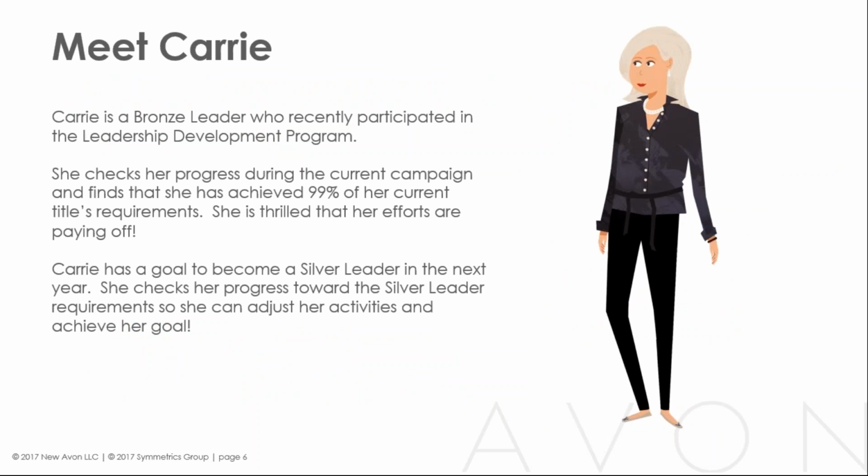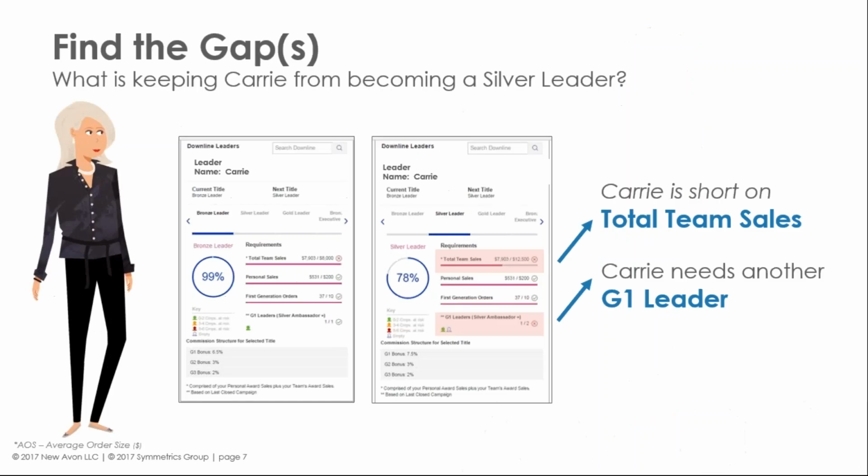Kerry is a bronze leader who recently participated in the leadership development program. She checks her progress during the current campaign and finds that she has achieved 99% of her current title's requirements. She is thrilled that her efforts are paying off. Kerry has a goal to become a silver leader in the next year. She checks her progress towards silver leader requirements so she can adjust her activities and achieve her goal.